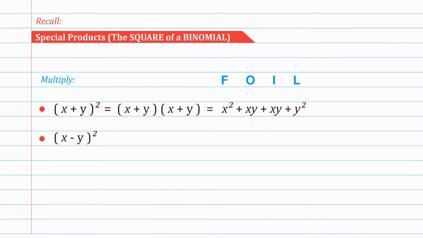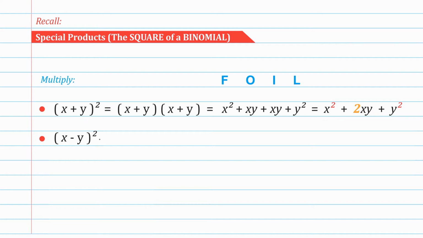But we have to simplify terms which are like. So, looking at x squared, wala siyang like term, we simply copy x squared. But xy and xy here, take note, their numerical coefficient are both equal to 1. Therefore, 1xy plus 1xy is equal to 2xy. And finally, y squared, walang like term, we simply copy y squared. So this trinomial is the expanded form of our binomial x plus y quantity squared.